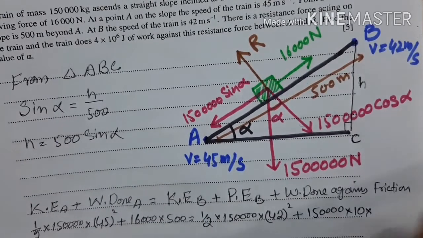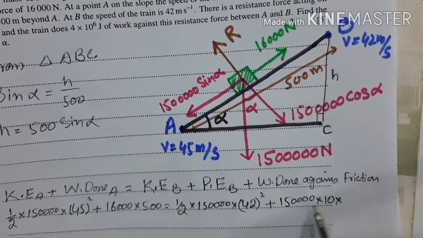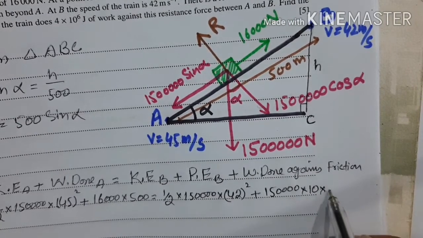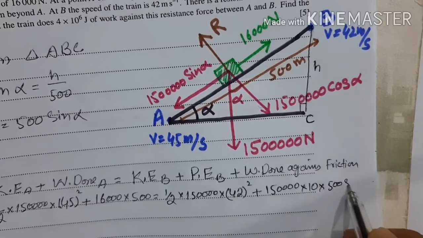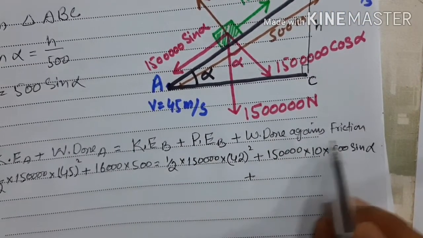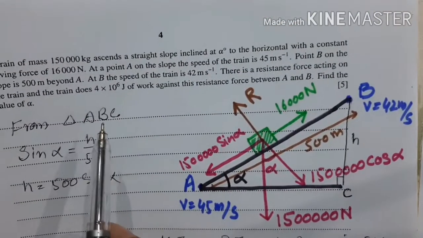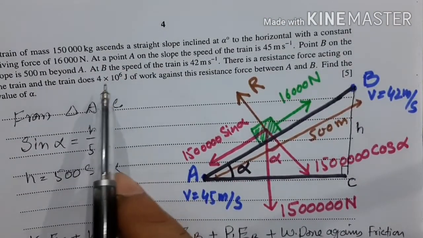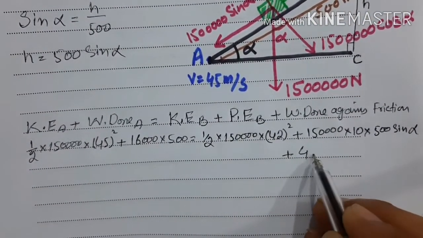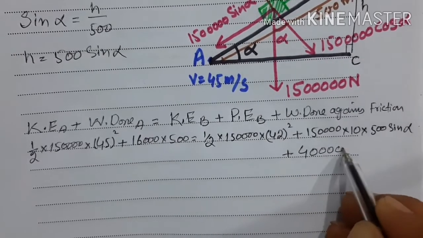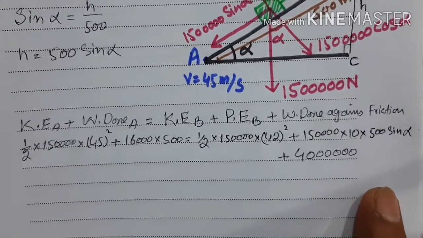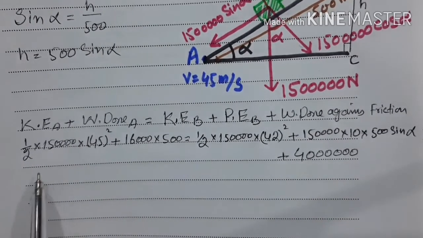So we'll put this value of h here, mgh, which is 500 sine alpha, plus the work done against the friction. What is the work done against the friction? This is 4 multiplied by 10 to the power 6 joules. So it means 4 and 6 zeros. This is the work done against the friction. So this is our complete equation of the question.